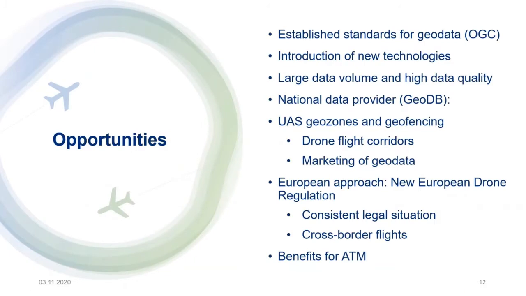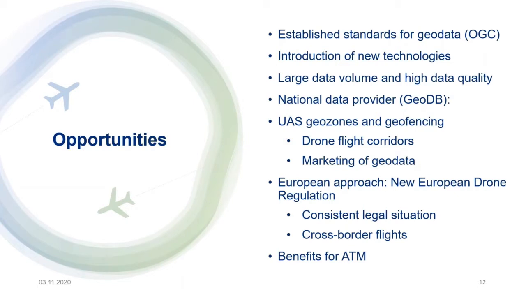But there are, of course, also numerous possibilities and opportunities. For example, we have already many established industry standards for geodata. This means, for example, that geodata can be easily exchanged and can be integrated into many systems, and the standards guarantee a certain quality. The processing of geodata is linked to many new technologies, such as artificial intelligence, for example, and there's a wide range of different geodata. For example, we have grid data, we have vector data, 3D data, for many possible applications.